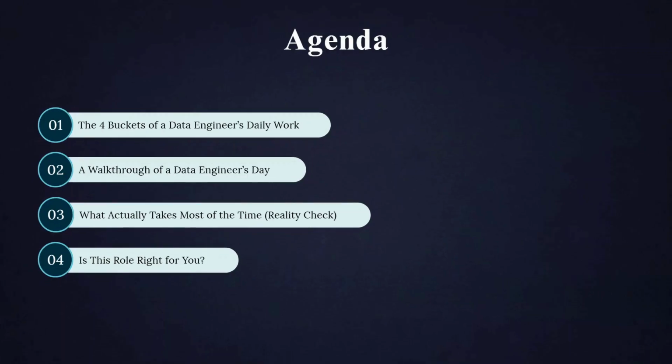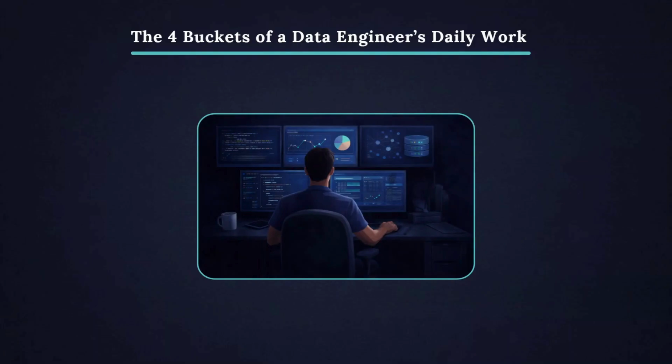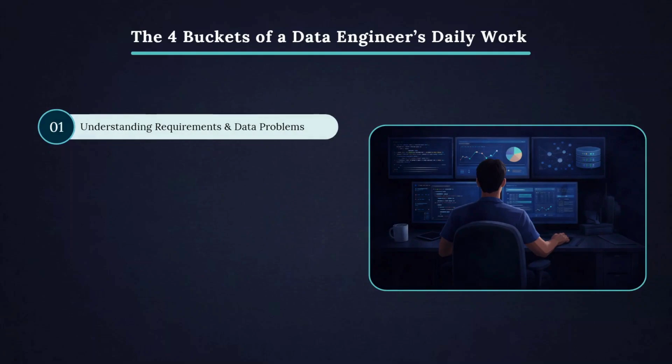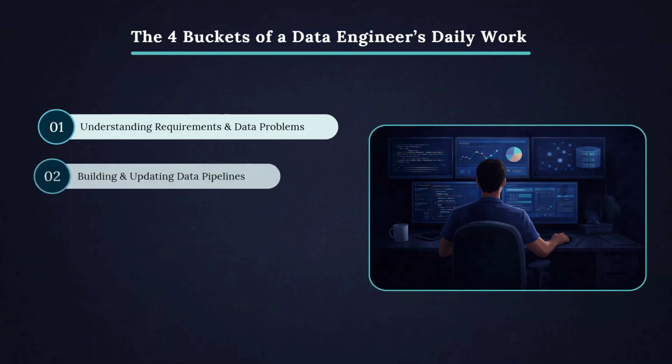Before we walk through a full data engineer's day, let's zoom out for a moment. Most of the data engineer's work can be grouped into four main buckets. The first bucket is understanding requirements and data problems. This means talking to various teams, understanding what data is needed, and figuring out what problem they are actually trying to solve. The second bucket is building and updating data pipelines.